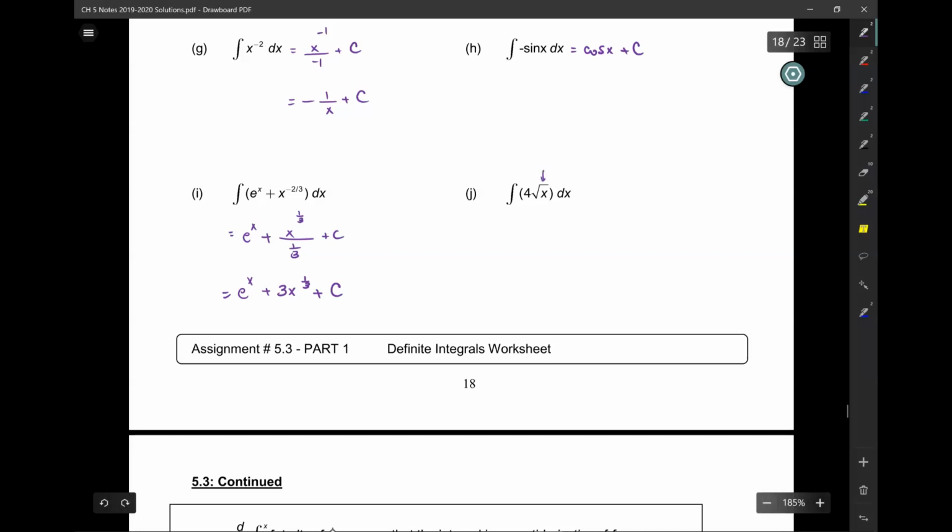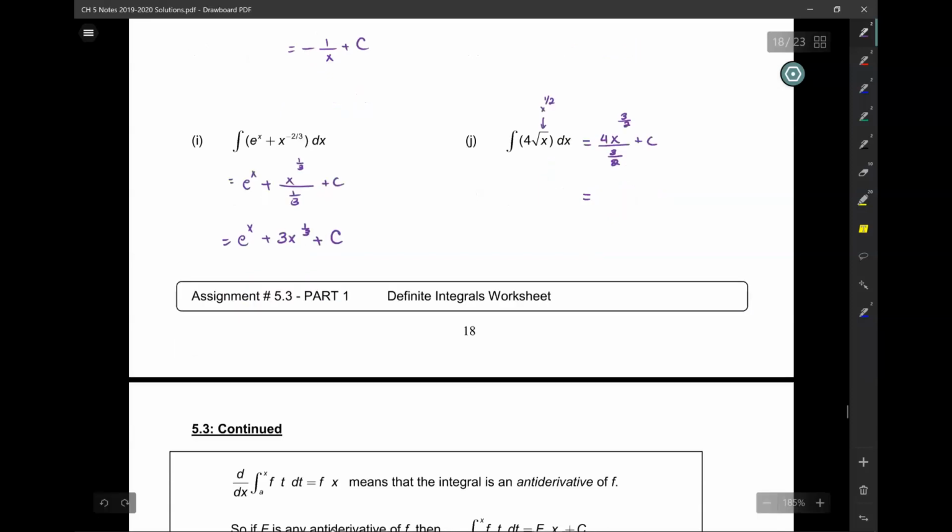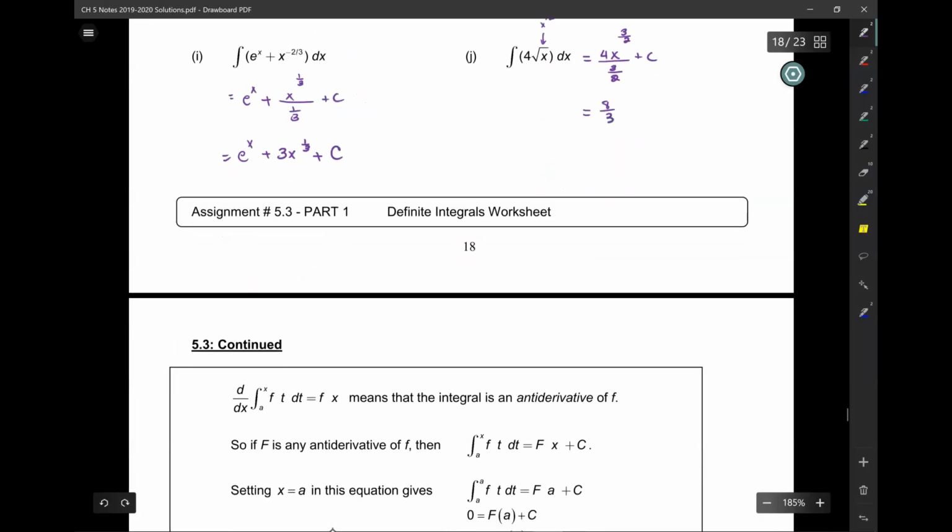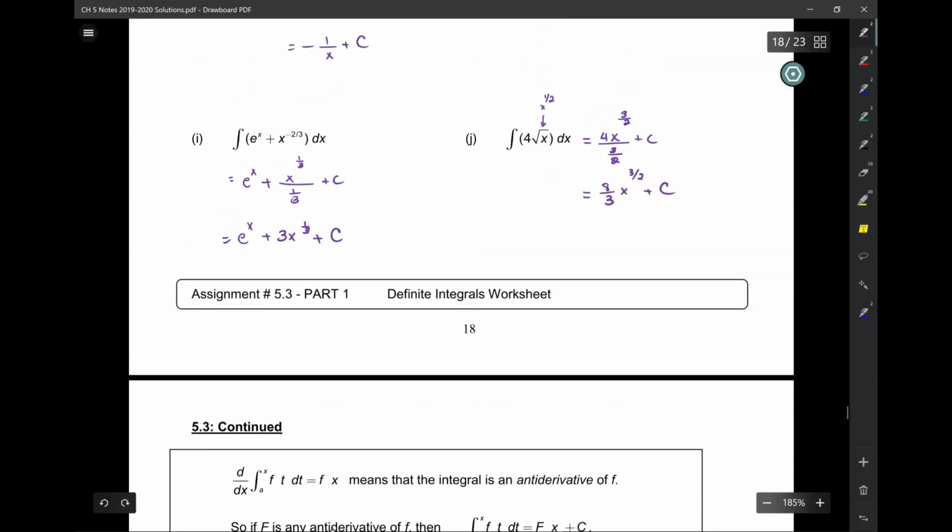Here again, we're going to write this as x to the 1/2. So the integral will be 4 x to the 1 plus a half, so 3 over 2, over 3 over 2, plus c. So this is now the reciprocal, so 8 over 3 x to the 3 over 2, plus c. Okay?